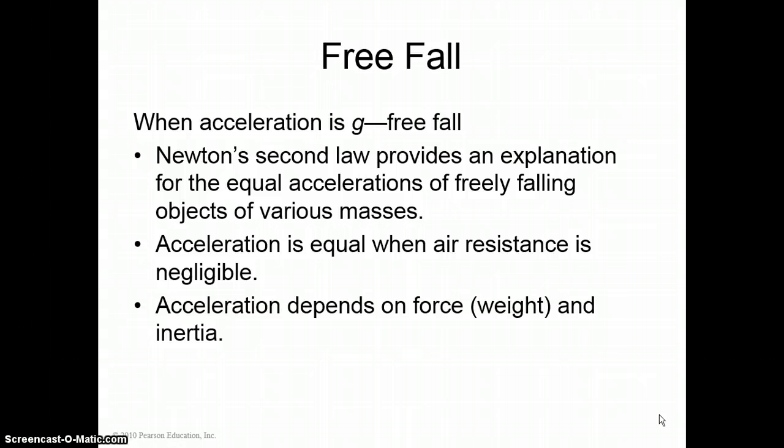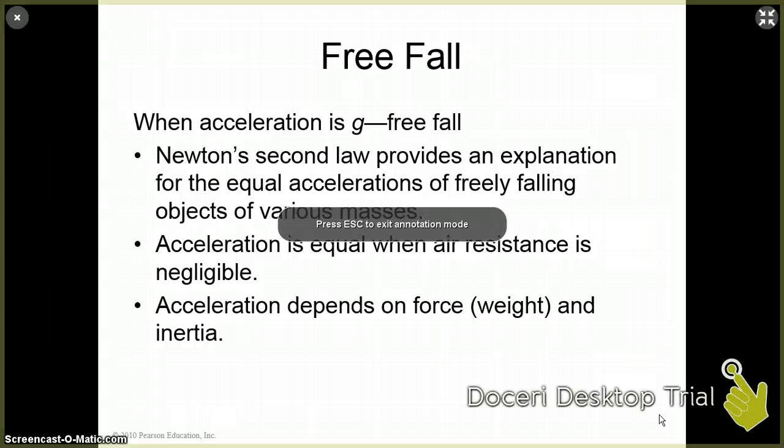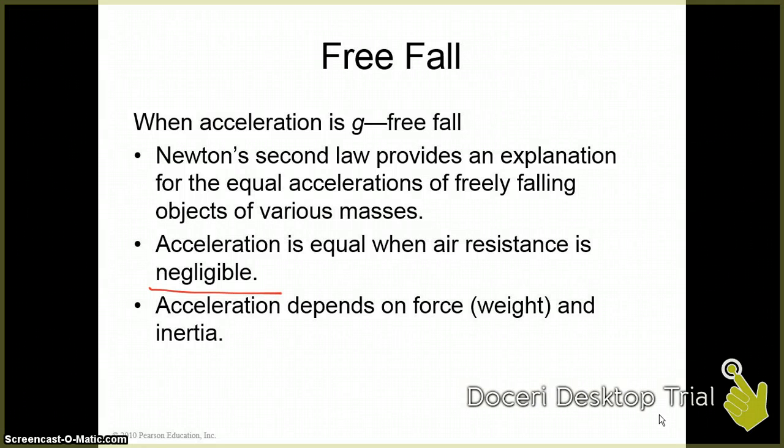Newton's second law explains why if you drop a cannonball and a feather in a vacuum, they're both going to fall at the same rate, or at the same acceleration. Cancel out air resistance. When the air resistance is negligible, there's an ACT word for you. Negligible means that you can assume the air resistance is nearly zero. Then the acceleration is equal for all objects when they're falling close to the Earth's surface.